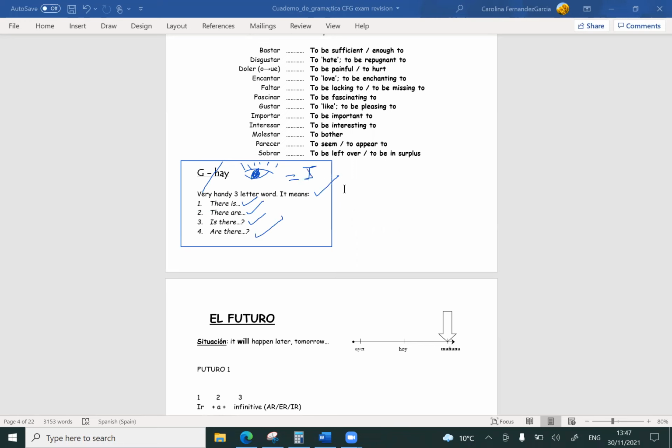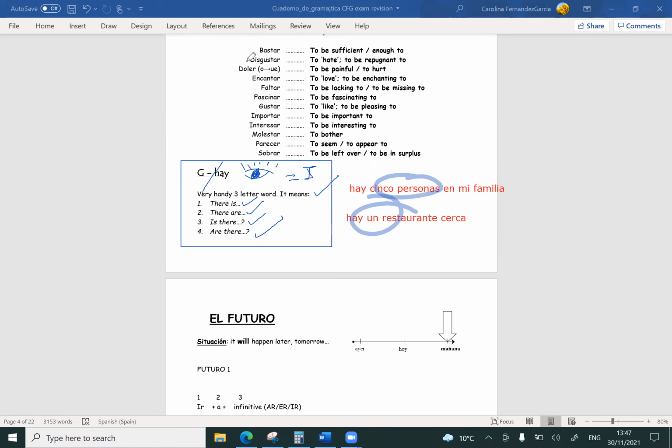So you could say, hay 5 personas en mi familia. There are 5 people in my family. Or you could say, hay un restaurante cerca. There is a restaurant near here. So it doesn't matter if it's singular or plural, we always have hay.